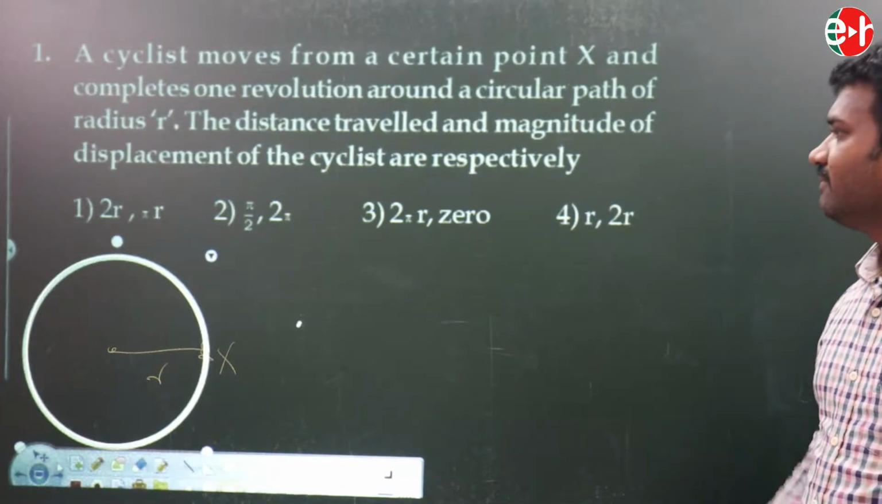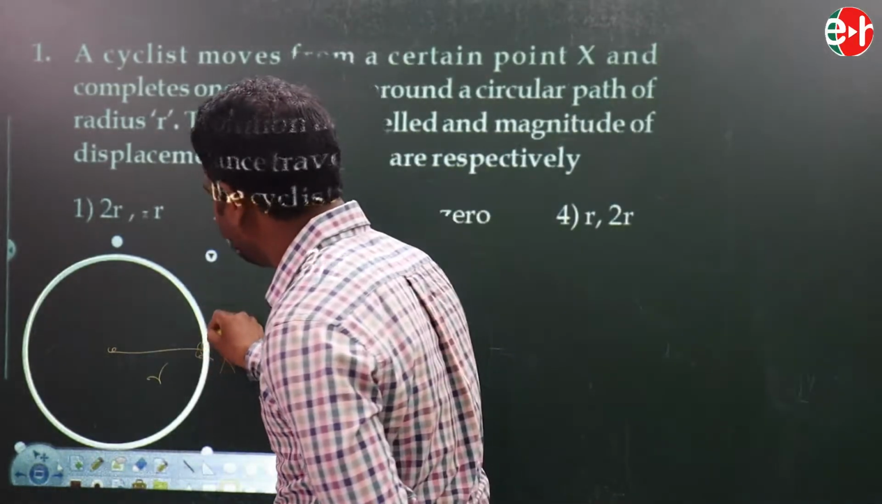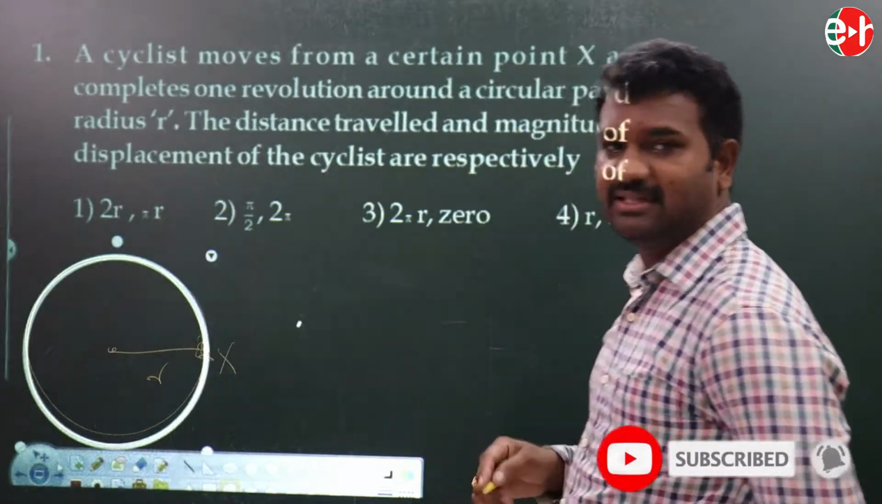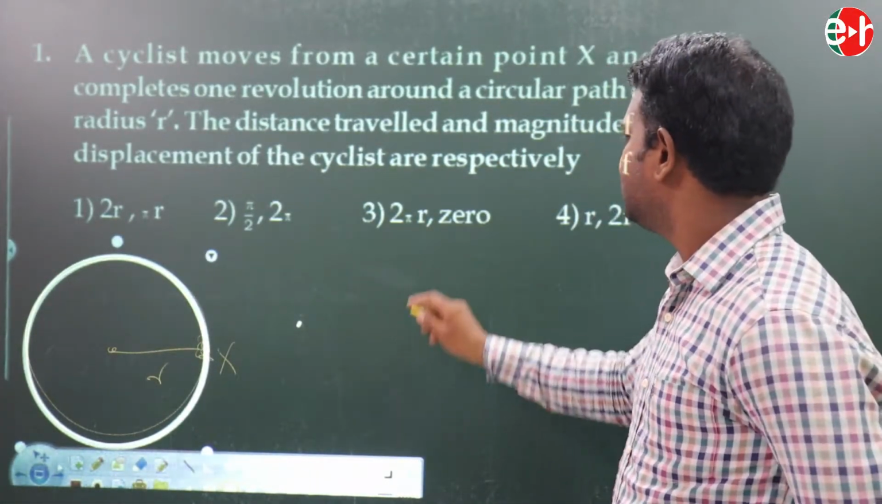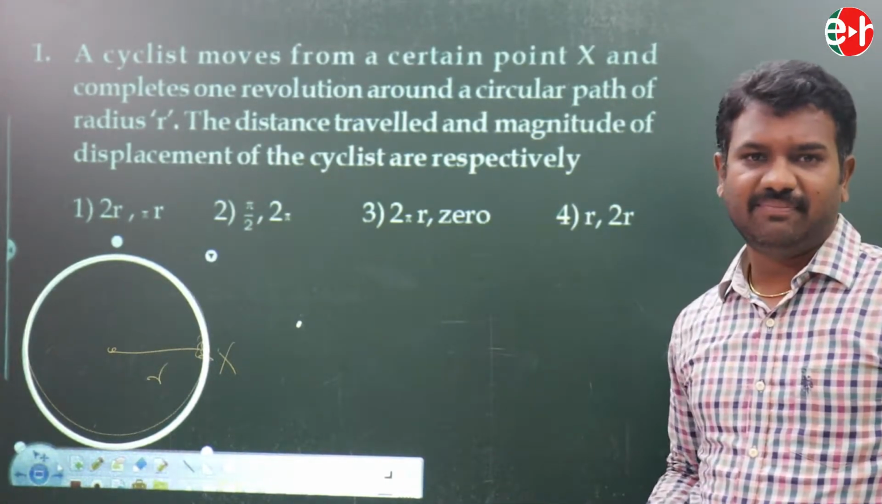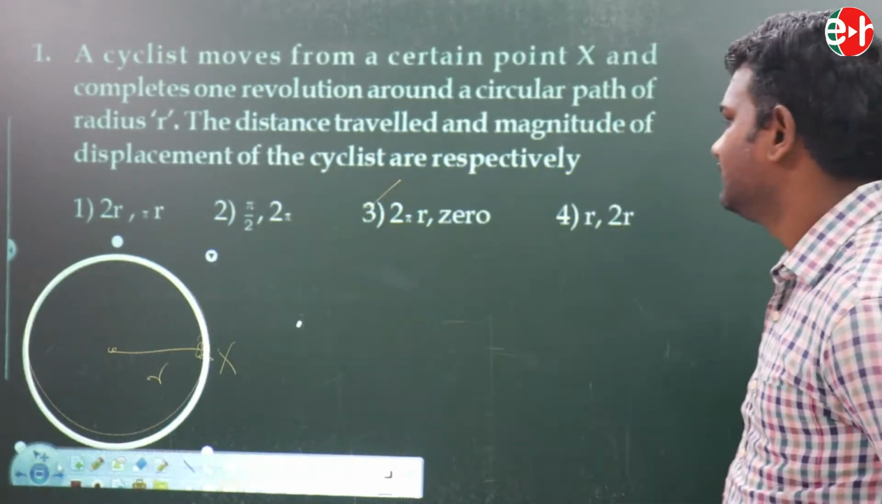Very easy question. What is the distance travelled? Distance means the actual path. He started here and came back to the same point, so the actual path is the circumference, which is 2 pi r. So the distance is 2 pi r. The initial and final points are the same, that's why displacement is 0. So these are the answers. Is it clear?